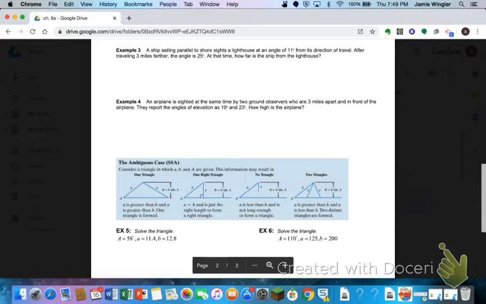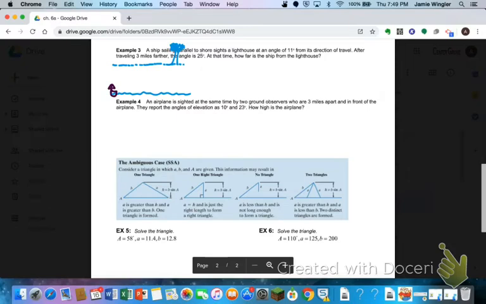Example 3 has a ship sailing parallel to shore. So here's my shore. And it sights a lighthouse on the shore. I'm going to draw a stellar lighthouse here, guys. Looks like an Olympic torch or a tree. So the ship is sailing in the water that's parallel to the shore. So my ship is, we're going to say, over here somewhere. Going to be a pretty good ship too.